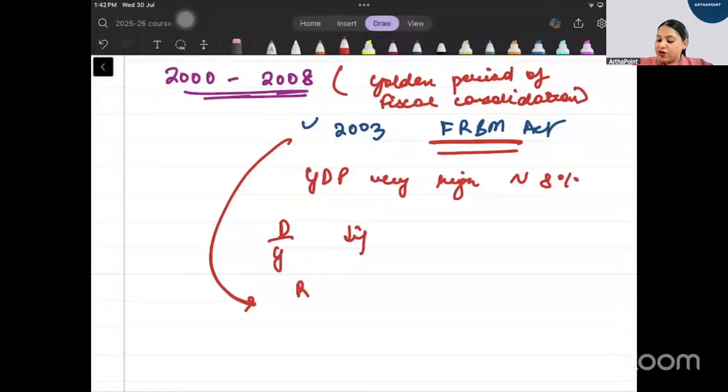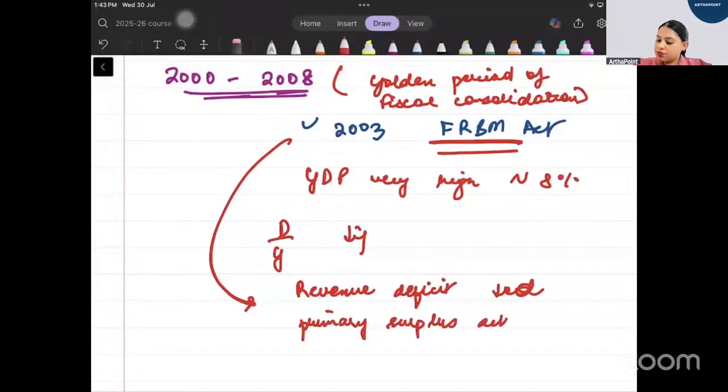We saw that the revenue deficit decreased. The government aims to keep this at zero, by the way. The government does not want any revenue deficit now. So the revenue deficit started decreasing and we also started achieving a primary surplus, right? So the debt sustainability improved significantly, right? And as the public debt reduced, the vulnerability of the country also reduced.